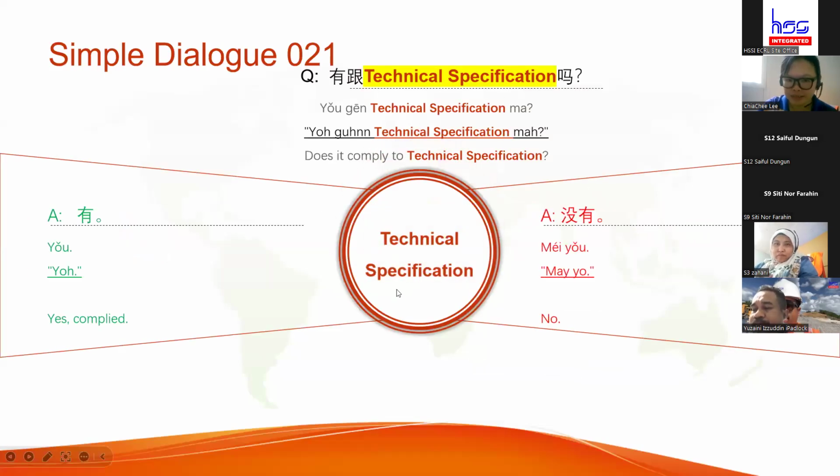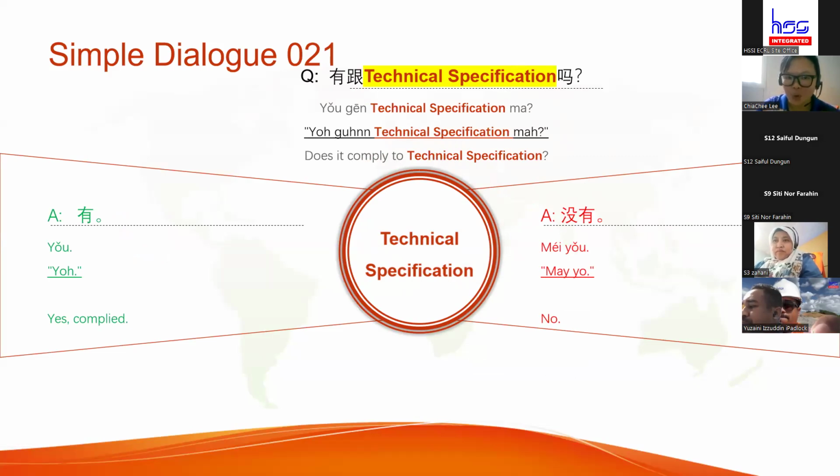For technical specification, I want to check whether the drawing complies to the technical specification. I will ask this question. So, 有跟 technical specification 吗? 有 itself means have. 跟 is like follow or comply. So 有 is third tone. 有. 跟 will be like first tone. 跟.